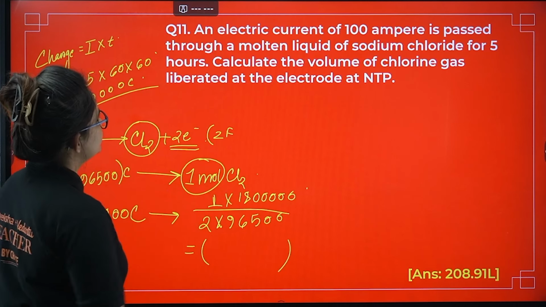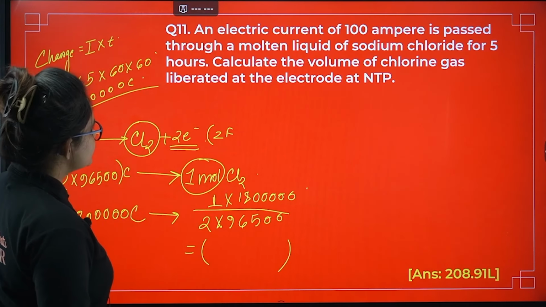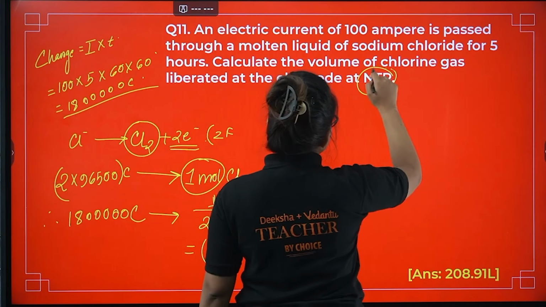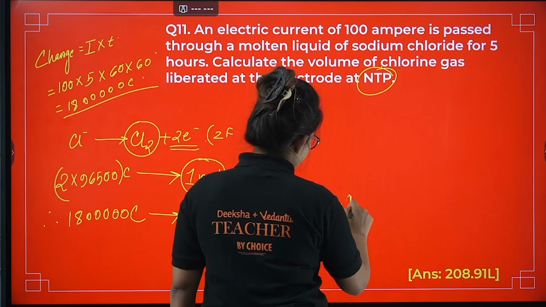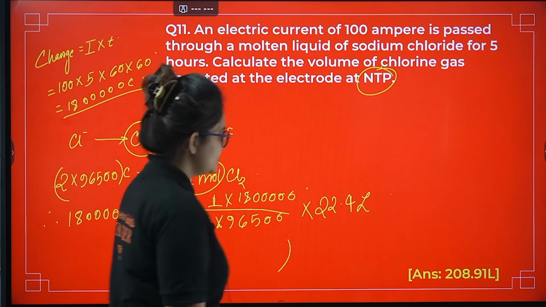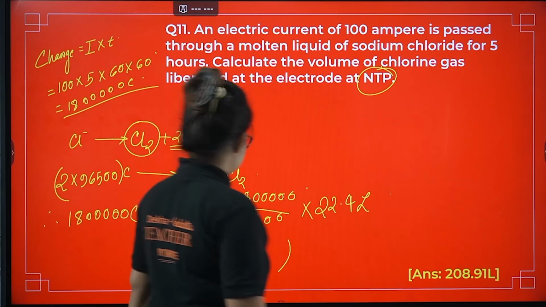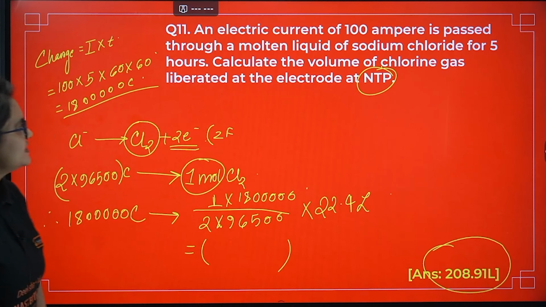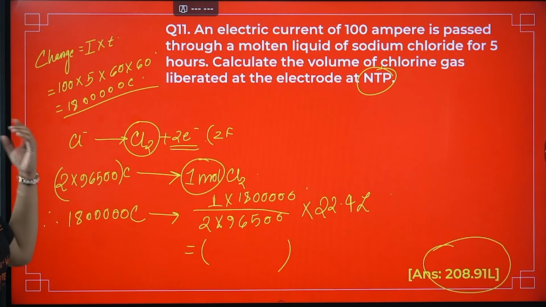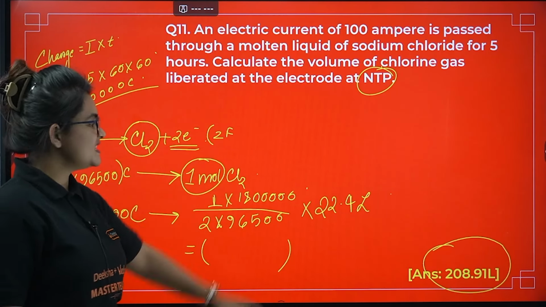You have to convert it into liter, right? Because it is given in NTP, you can multiply this with 22.4 liter. As you can see, the answer also came up to be something liter. I guess this is clear to you. So the volume of chlorine must come up in the liter unit.